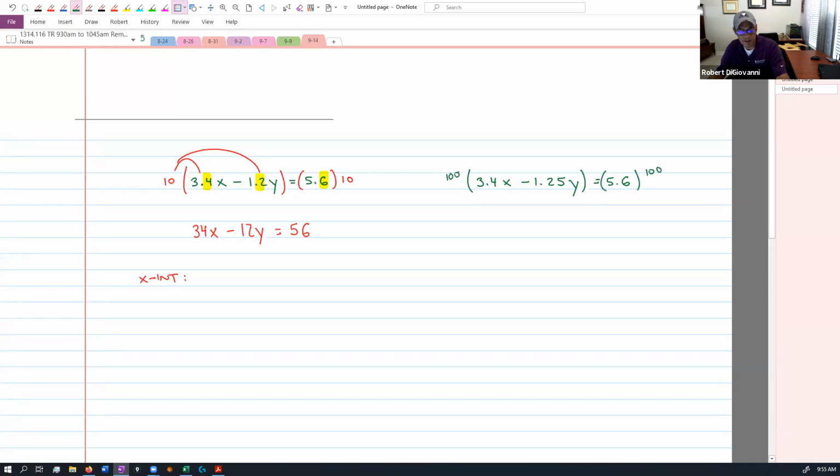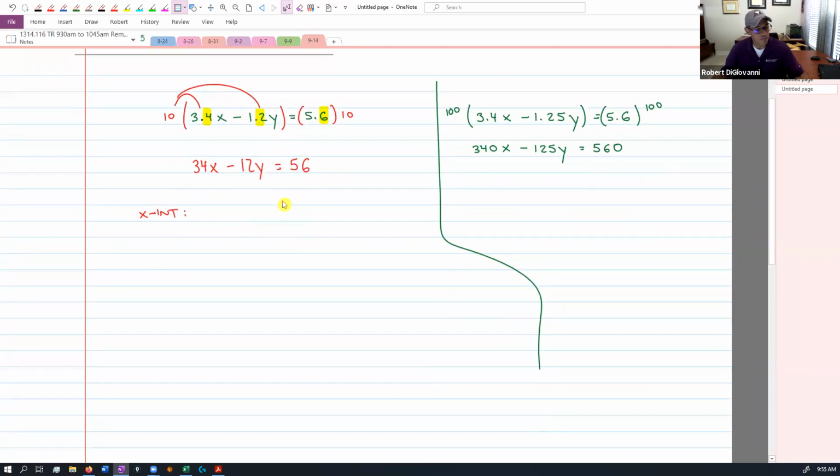Now, that's not important. What's important is how many places you move the decimal. So we're going to move everything 2 places to the right. So this becomes 340x minus 125y equals 560. So everything moved 2 places. And they're big numbers, but at least they're not decimals, and you can work that out the rest of the way. All right, can I leave that alone? I'll finish this one. Over here, I'm going to find the x-intercepts. So I set y equal to 0.